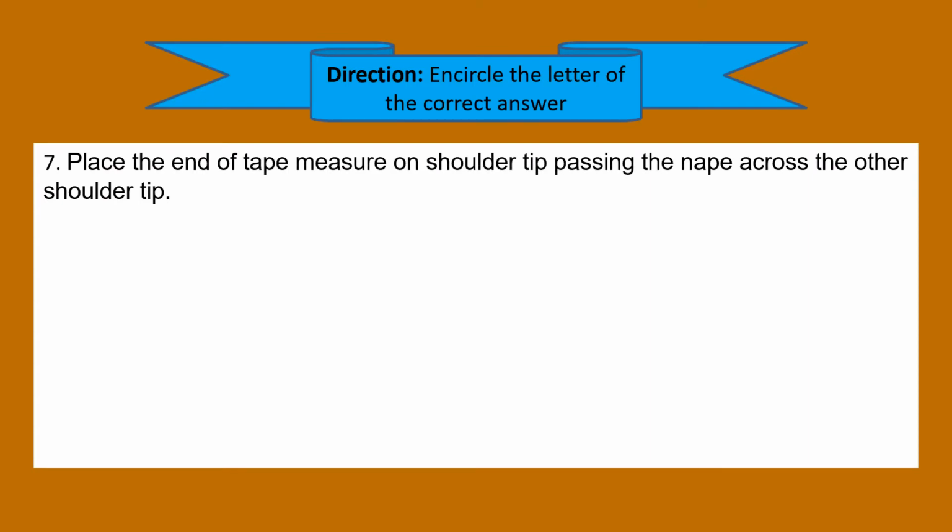Next, number 7. Place the end of the tape measure in shoulder tip, passing the nape across the other shoulder tip. Is it A, shoulder, B, waist, C, waist? The correct answer is shoulder.